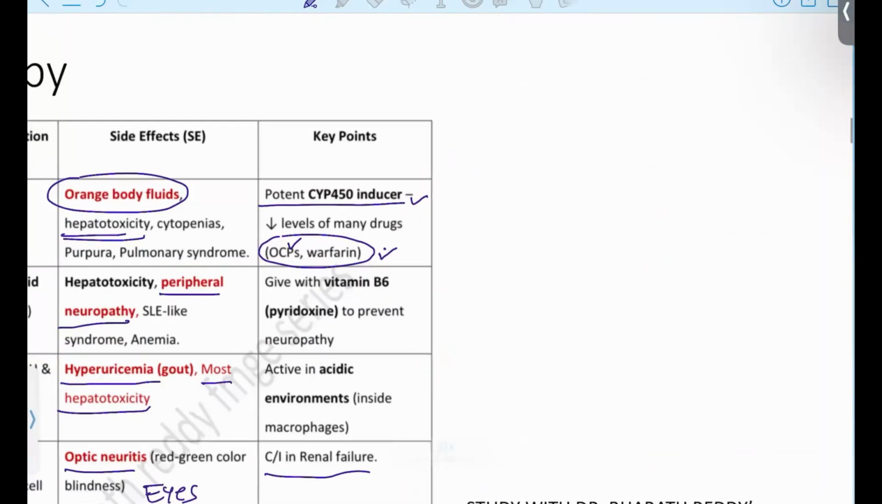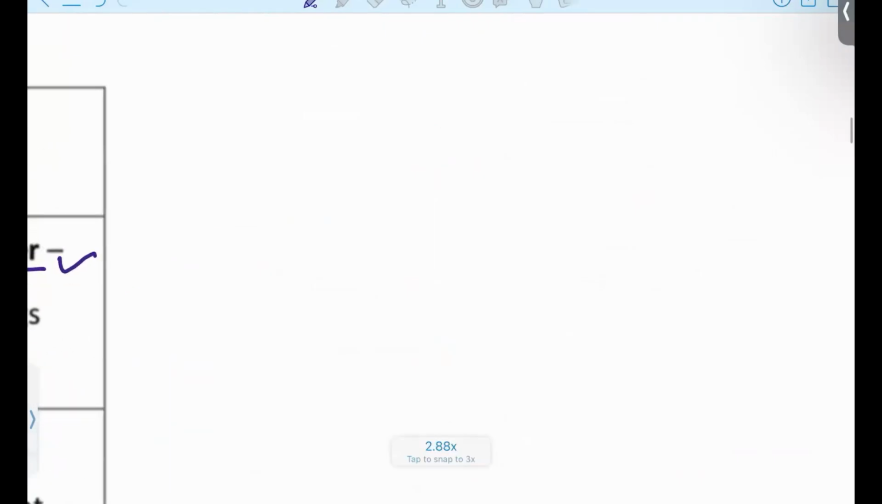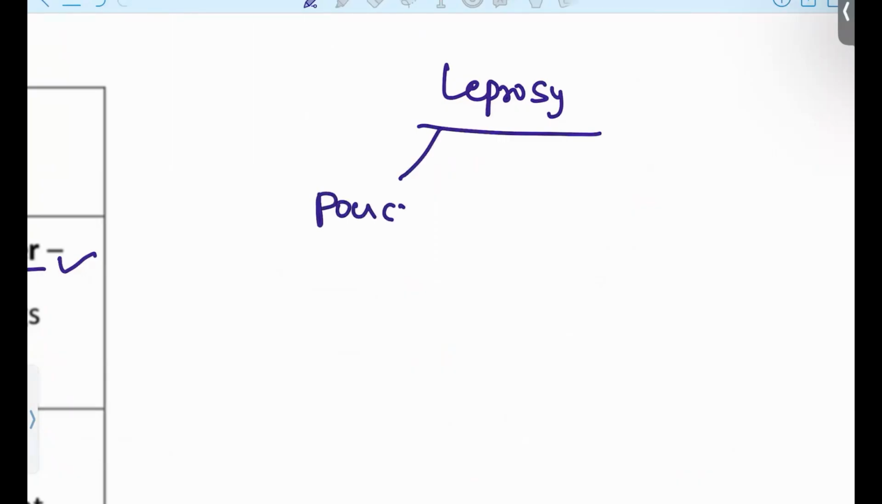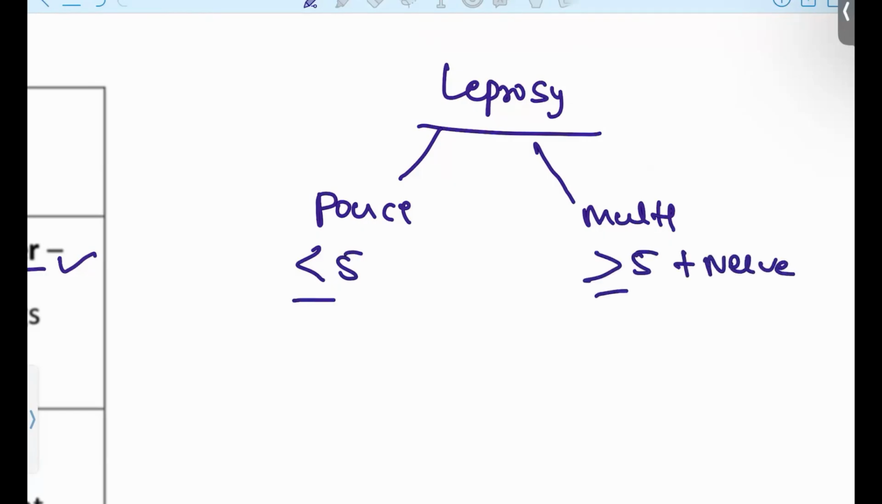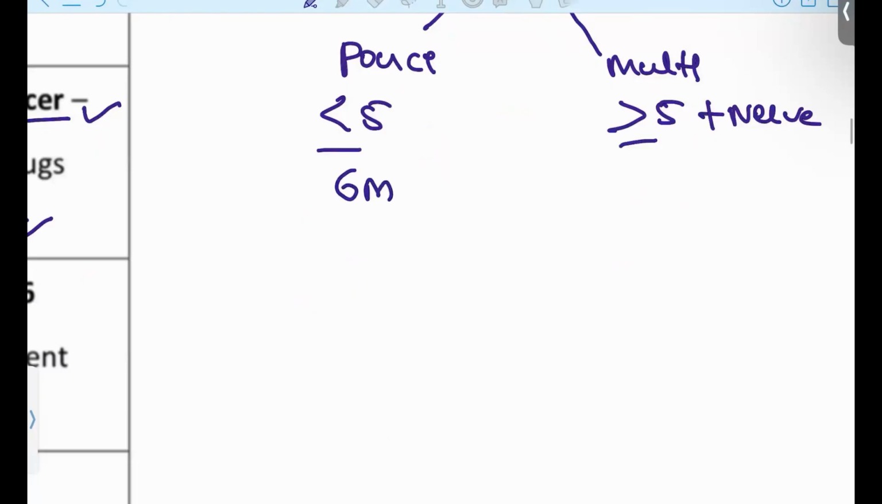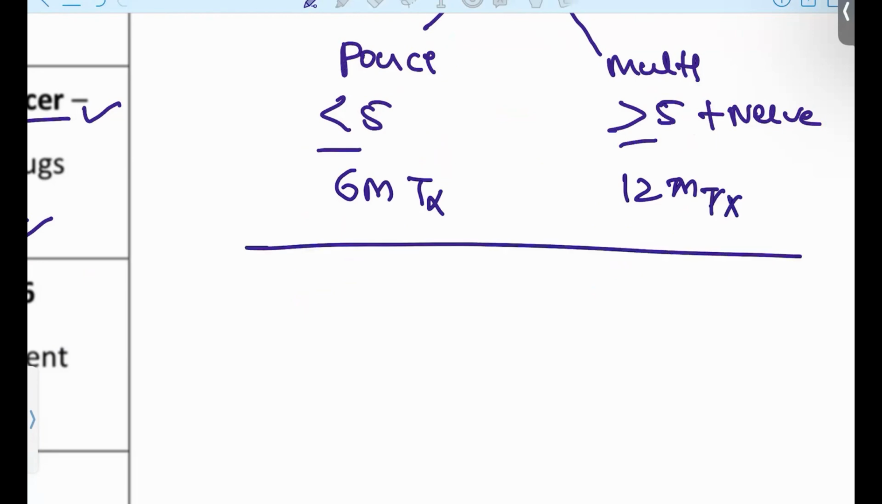And let's see the leprosy patients. In leprosy patients, we give three types of drugs. For example, you take the paucibacillary patients and the multibacillary. The paucibacillary lesions are less than 5. The multibacillary more than 5, plus nerve is involved in this patient. What is the therapy? This is given for 6 months treatment for paucibacillary and 12 months treatment for multibacillary. Okay, 12 months treatment.